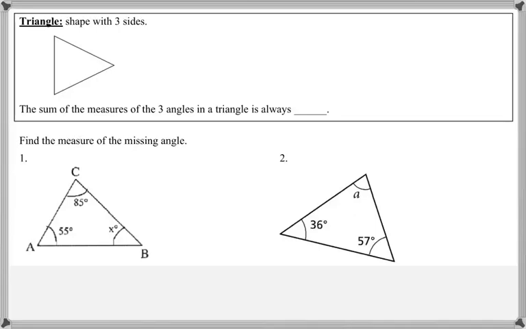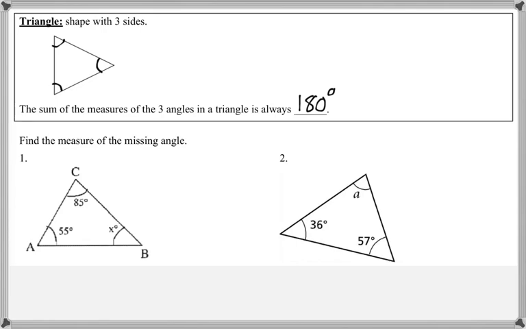This section is on triangles and all the different properties of triangles. So a triangle is a shape with three sides, and we know that the sum of the measures of the three angles in a triangle is always equal to 180 degrees. So the three angles can be many different things, but if we add them up, they will always equal 180 degrees. So questions 1 and 2 want us to find the measure of the missing angle.